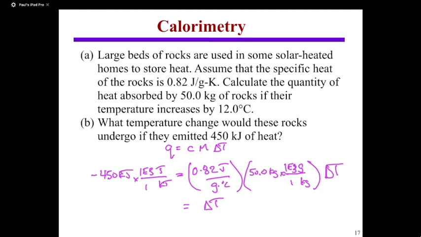On what side? Yes, it is 41,000 on this side, right? For that number is 41,000. What's the number on this side? Take 450,000 and divide it by 41,000 so that you get delta T all by itself.